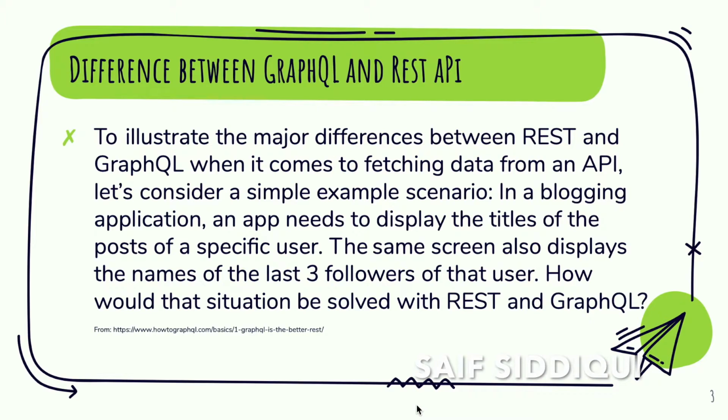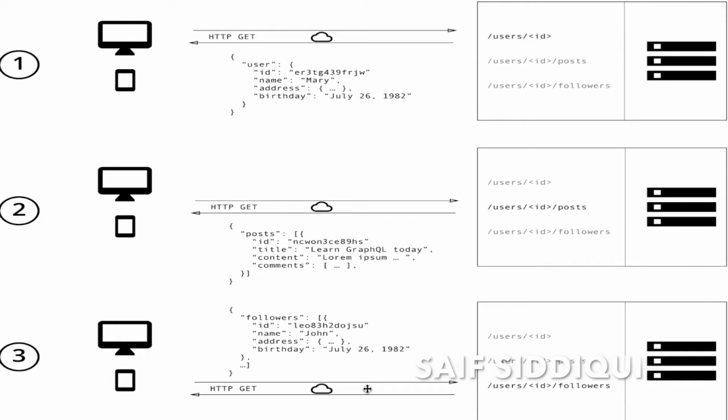Let us see the difference between GraphQL and REST API. To illustrate the major difference between the REST API and GraphQL when it comes to fetching data from an API, we will take an example of a blogging application. The same screen also displays the names of the last three followers of that user. In this case, we are going to see how REST API works and how GraphQL works. For the same condition, that is, we will be displaying the titles of the posts of a specific user and the last three followers.